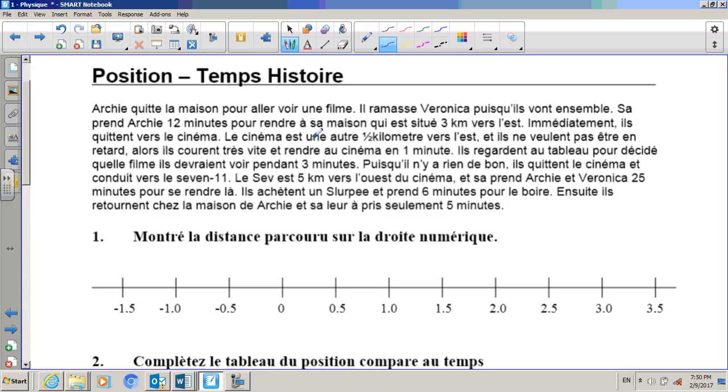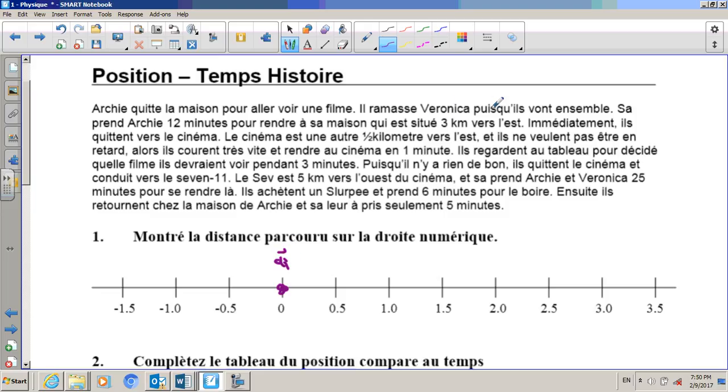Alright, la première partie vous demande de montrer la distance parcourue sur la droite numérique. Alors, on va faire une droite numérique, juste comme on a fait pour les premiers jours de cette unité. Archie quitte la maison pour voir le film. Alors, où est-ce qu'il commence? À sa maison, ça serait notre point de départ.